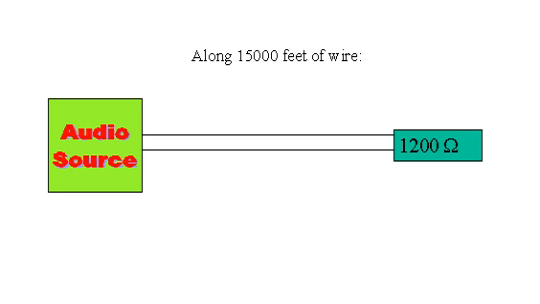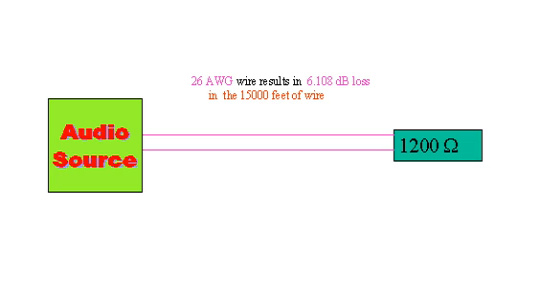So along the 15,000 feet of wire into a single 1200 ohm load, 26 gauge wire would result in 6 dB of loss, which means that whatever audio level you had here at the source, the audio level would be diminished by 6.108 dB at the load. 24 gauge wire would result in 4.306 dB of loss, and 22 gauge wire would result in 2.944 dB of loss.